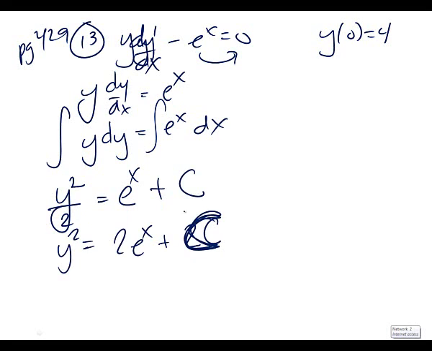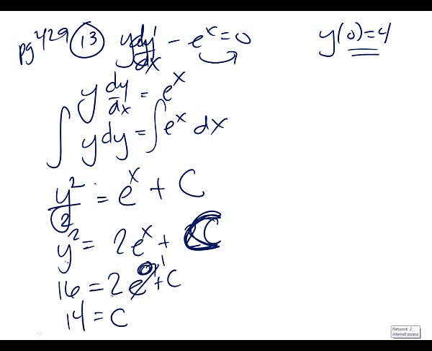C. Alright, at this point I could probably put in that initial condition. So when I put in the 4 for the y, what do we get? 16 equals 2e to the 0. e to the 0 is what? 1. When I move the 2 over to the other side by subtracting, what do we get? 14. Alright, I have to plug back into this.